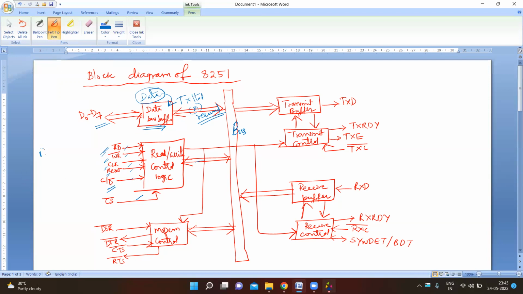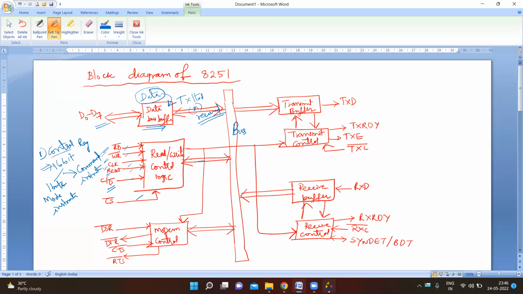The first buffer register is the control register. The control register is a 16-bit register, for a control word consisting of two independent bytes. The first byte is for mode instruction, and the second byte is for command instruction.